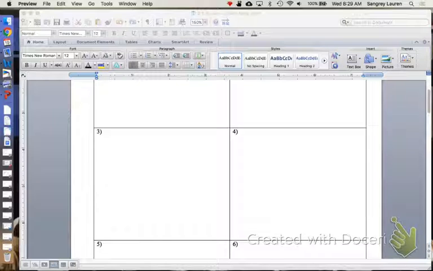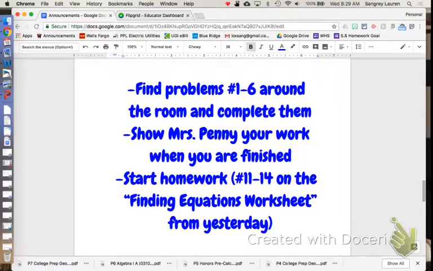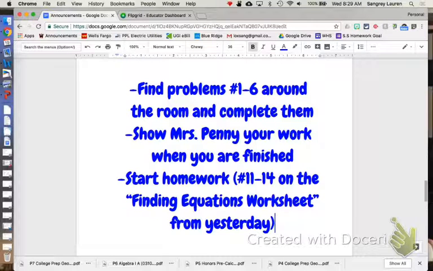After you do these 6 problems, you can show Mrs. Penny your work, and then you'll be able to start your homework, which is number 11 through 14 on the Finding Equations worksheet that you started yesterday. So you already have that sheet. If you don't have it, it is in the geometry shelves, the green shelves from yesterday.